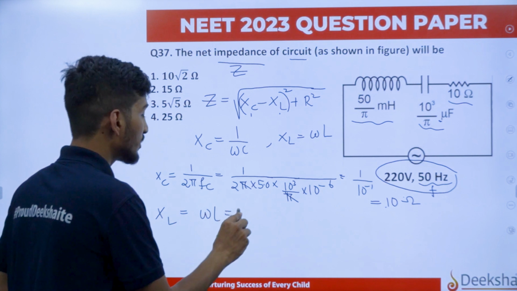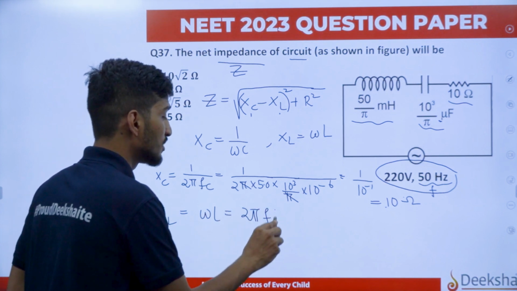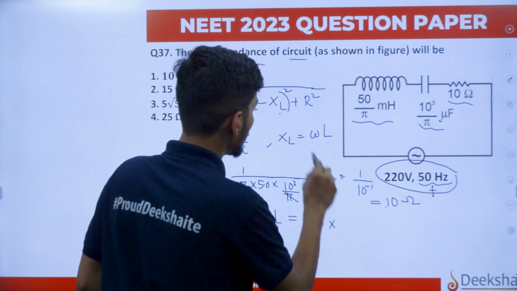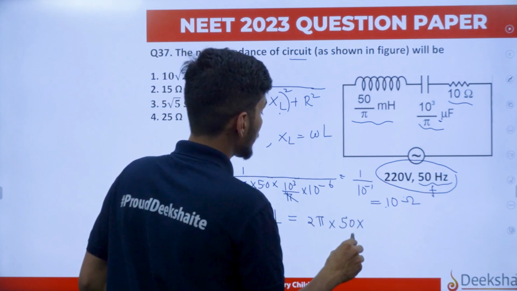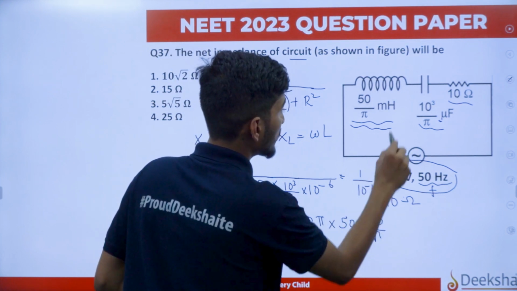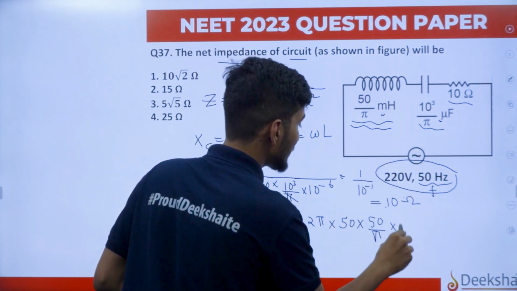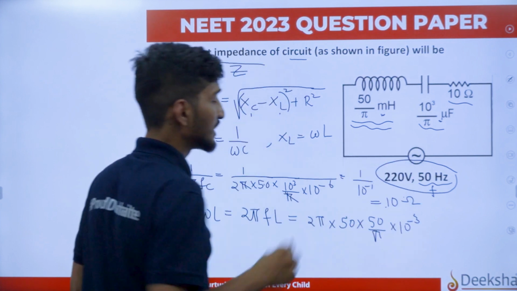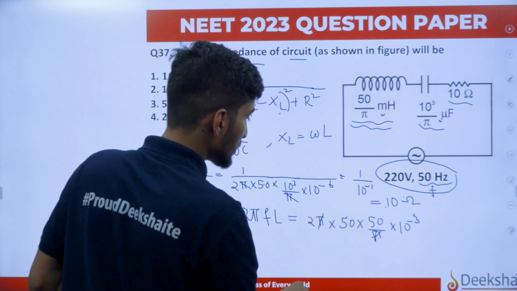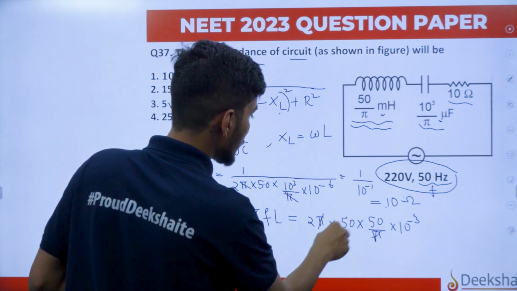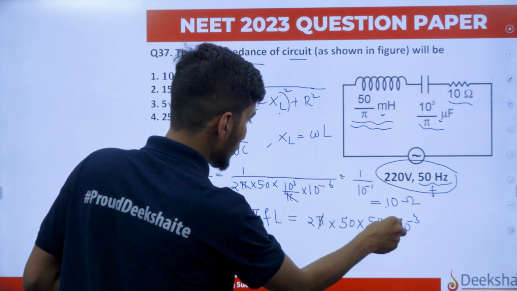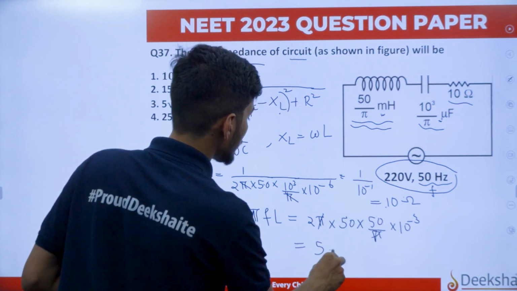XL is omega L, or in this case it should be 2 pi fL. So let's write all the values here. 2 into pi into frequency is 50, inductor's value is given as 50 by pi, into millihenry. So let's write it as 10 to the power minus 3 for the milli. Okay, all right, so cancel this pi out from here, that's 100 again, and 10 to the power minus 3 becomes 10 power minus 1, so the whole thing becomes 5 ohms.